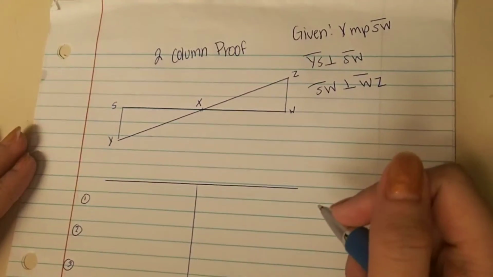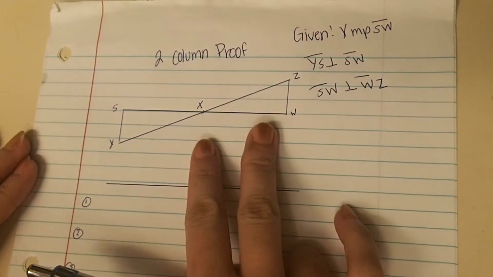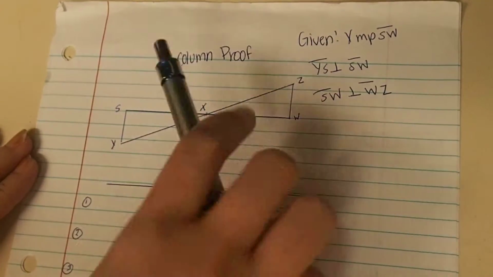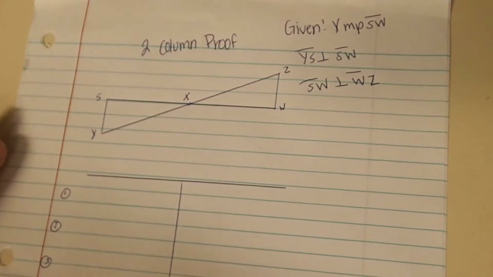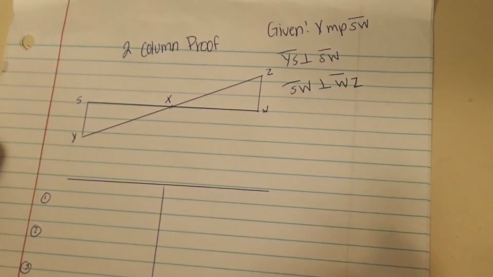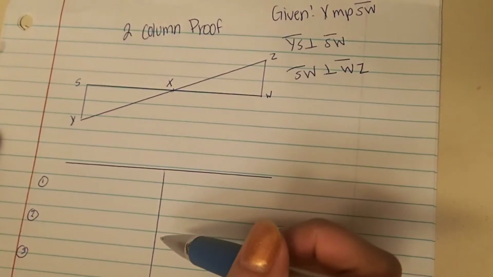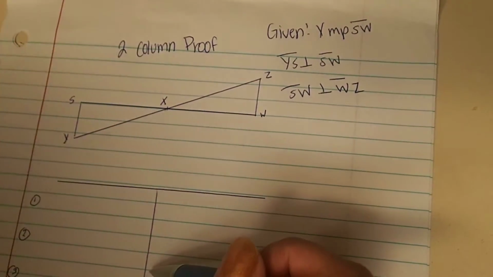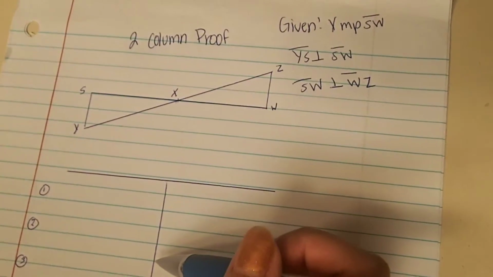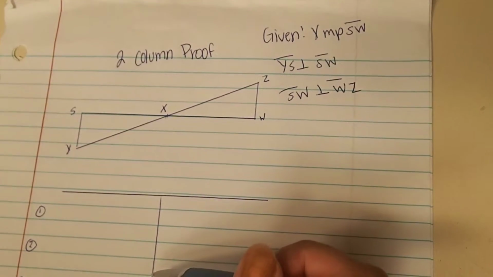Hello everyone, today I have two triangles that I will be proving congruent by creating a two-column proof. So the very first thing that I will do is label my triangles using the given information that I have. Labeling is important because it will give you an idea of how your triangles will be proven congruent.